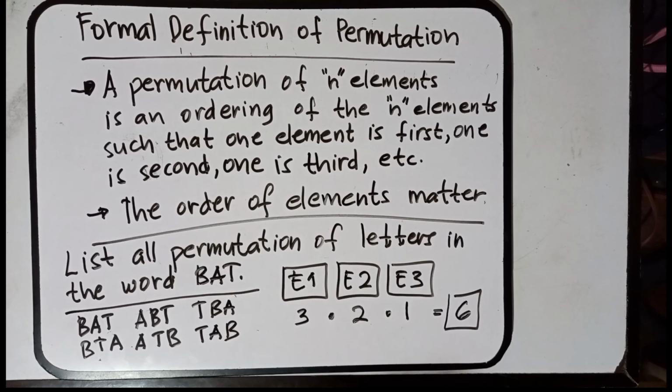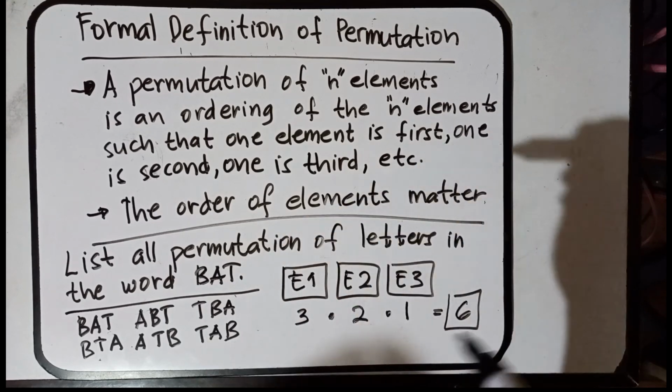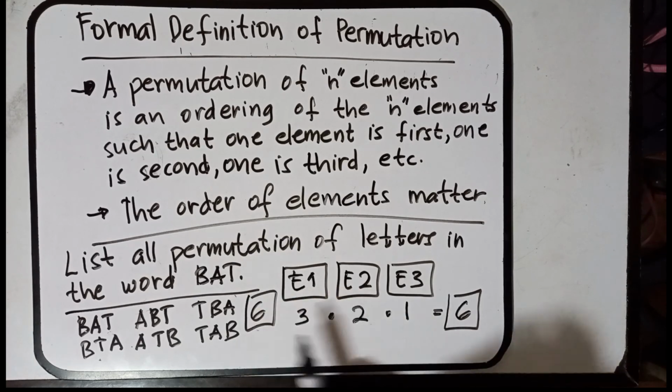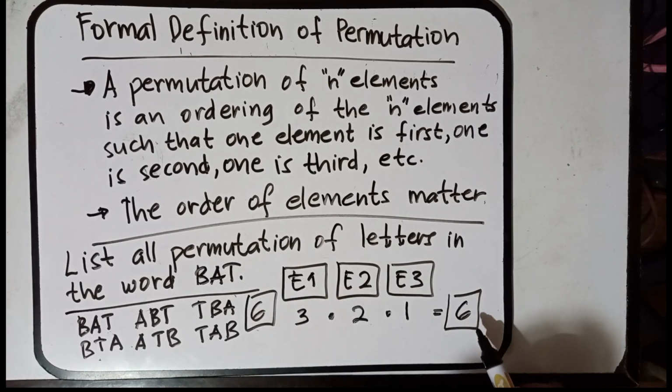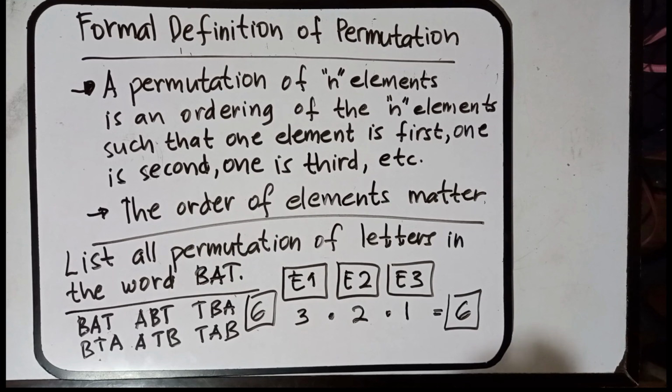So let's count the number of ways we get from the permutations of the letters BAT. 1, 2, 3, 4, 5, 6. So 6 permutations, which is equal to the number of permutations we got from the first solution that we have, 3 times 2 times 1, 6. And that's all for this video, and see you in the next lectures.